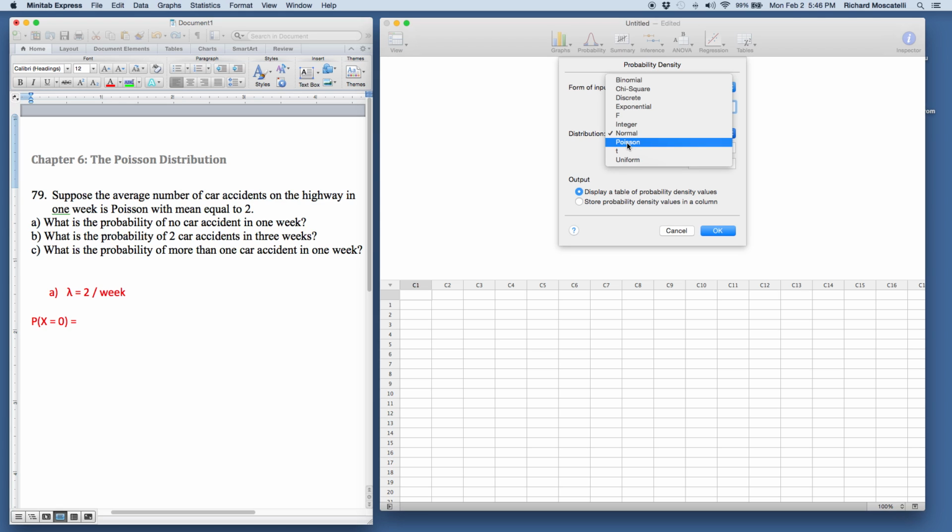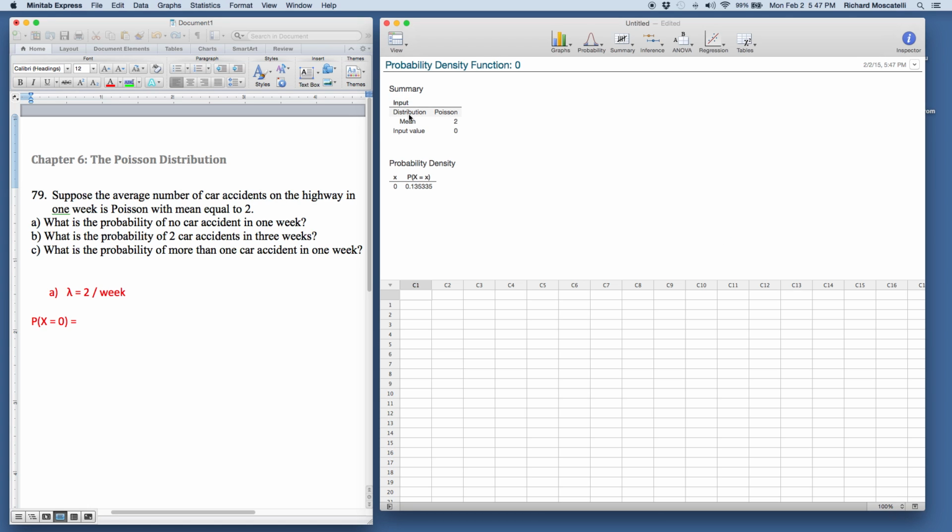So I'm going to select Poisson here, and of course now it says, okay, what's the mean? Well, the mean is 2. So what's this going to give me? It's going to give me the probability of no occurrences, given that we're expecting there to be 2 occurrences. Now the output is where it's going to give you the result. So you could choose to put the result here, this is the session window or the output window, or you could also tell it to put the answers down here. So display a table of probability density values, yeah, that's what I want. So I'm going to choose that first option and say OK.